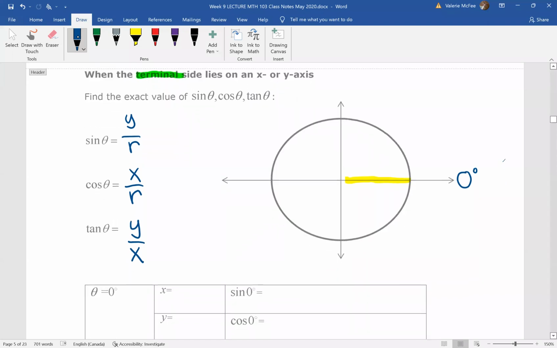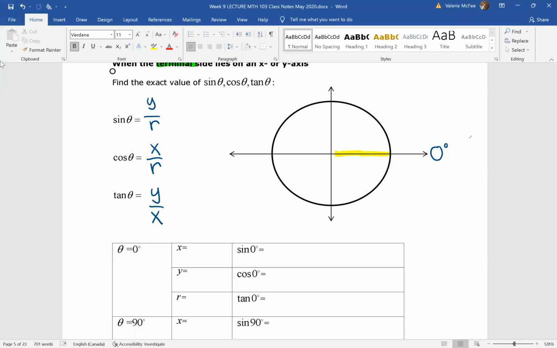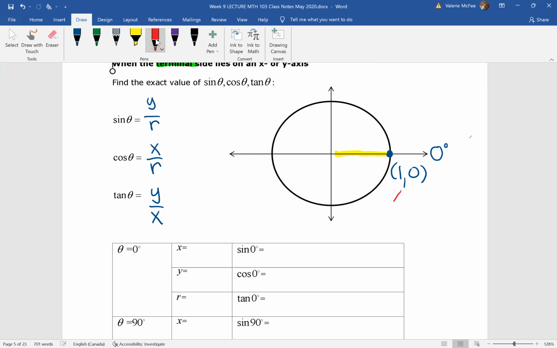So we want to start with theta equals 0 degrees. At 0 degrees, we are out on the positive x-axis. We're right here at this intercept. We know X, we know Y, and we know that R equals 1 because we're using the unit circle. So we can fill in X, we can fill in Y, we can fill in 1.